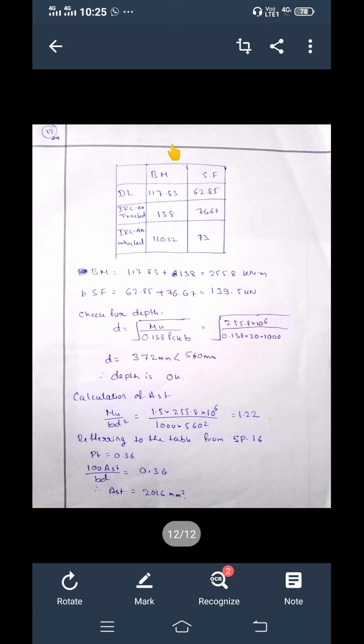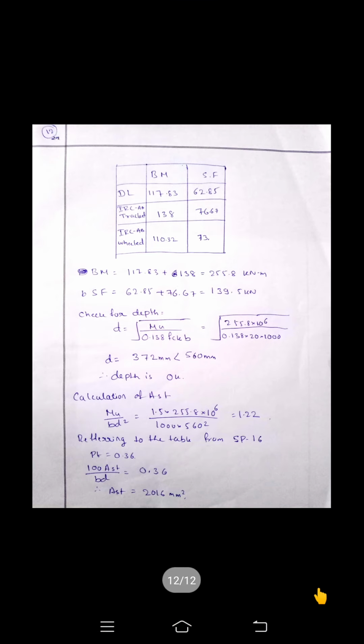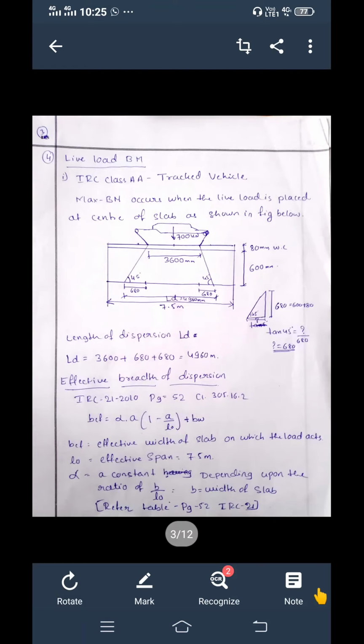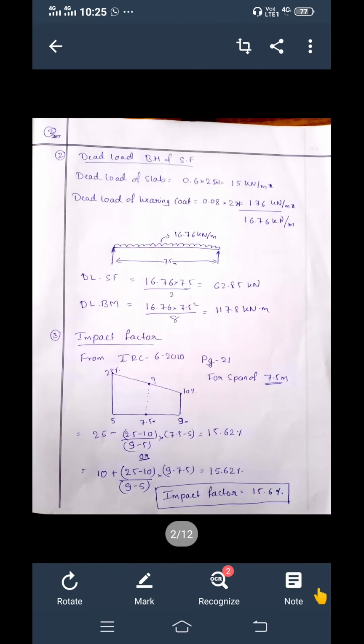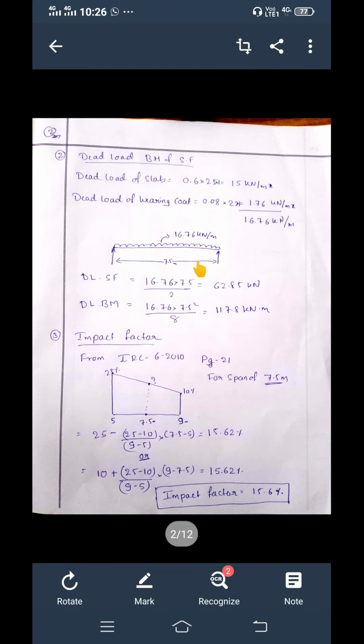Bending moment for the dead load, for the IRC Class AA tracked vehicle, IRC Class AA wheeled vehicle. Due to the dead load, the bending moment is 117.83. For the same, shear force is 62.85. I will show where I have taken this one. There is a dead load in the beginning. Dead load I have calculated. Due to the dead load we have found out the shear force, that is WL by 2, and bending moment, it is WL square by 8. How much have you got? Shear force 62.85, bending moment 117.8.